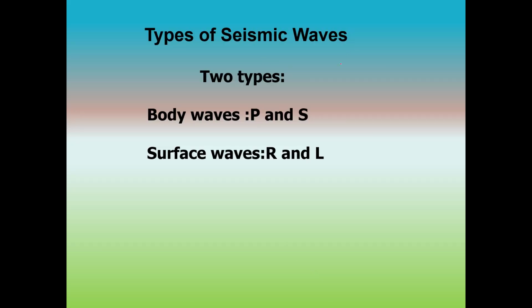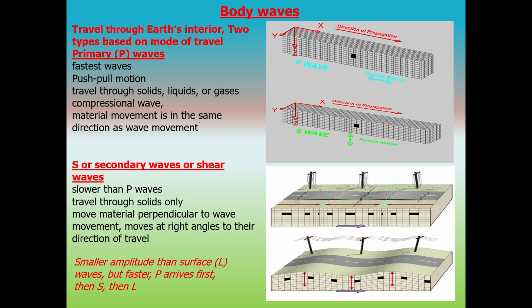Types of seismic waves. Two types. One is body waves, which travel through the interior of the earth, and the other is surface waves, on the surface of the earth. Body waves are P waves and S waves, whereas surface waves are R waves and L waves. Let us study the body waves. Here you can see the direction of propagation of P waves, the primary waves, and the secondary waves. We can see them travel through Earth's interior.